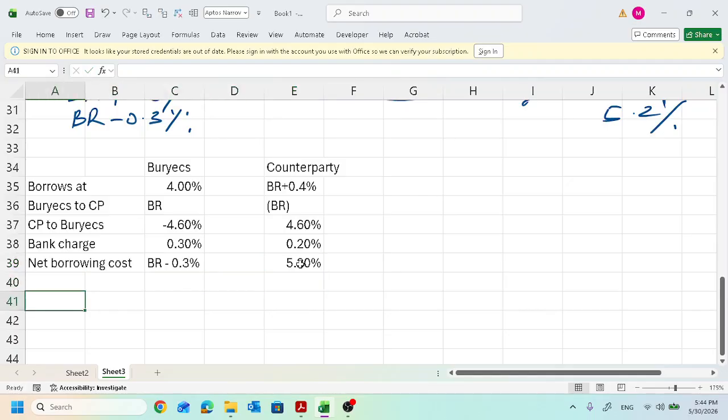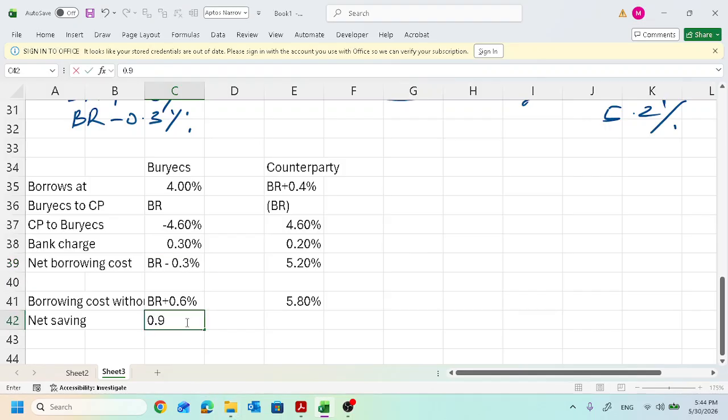You can justify further. Borrowing cost without swap. What would have been the borrowing cost without swap? Here they would have borrowed at BR plus 0.6%, which was given in the question. Here they would have borrowed at 5.8%. So the net saving, you're just confirming your answer. BR plus 0.6, BR minus 0.3. Plus 0.6 minus minus 0.3, how much is the difference? 0.9%. Here 5.8, 5.2, 0.6%.